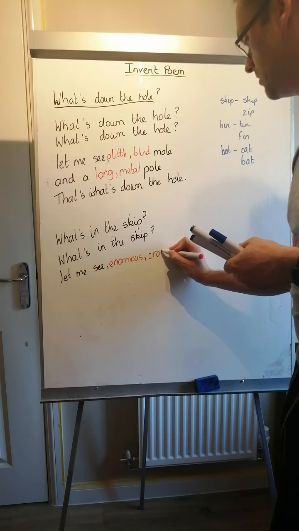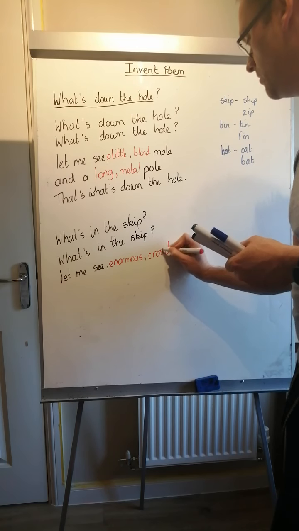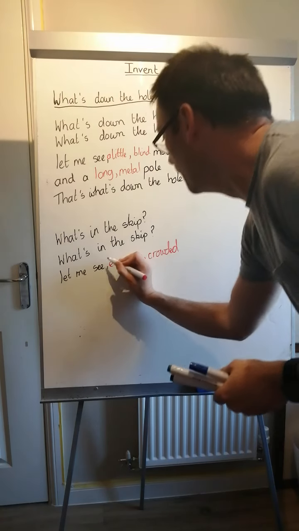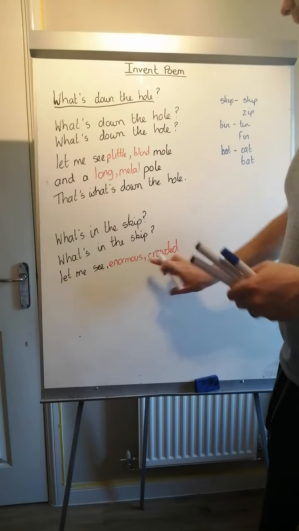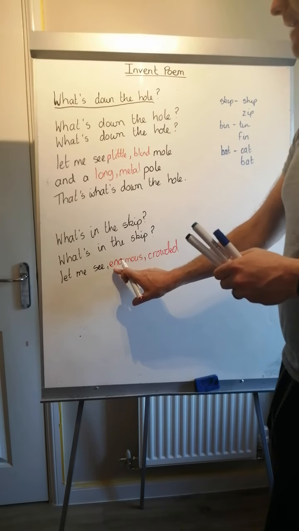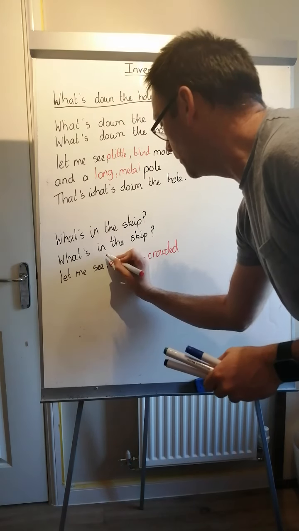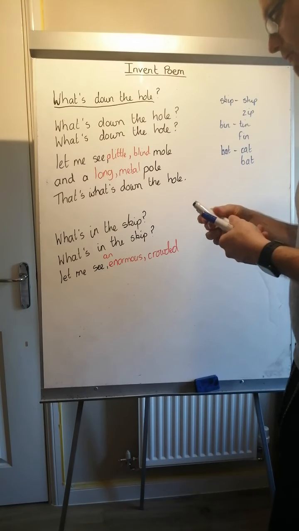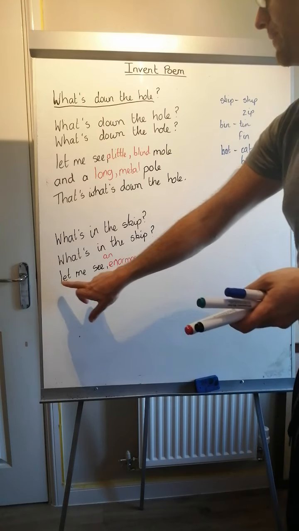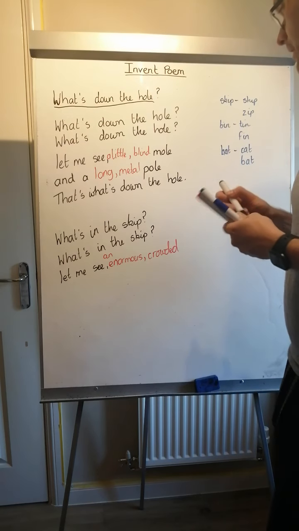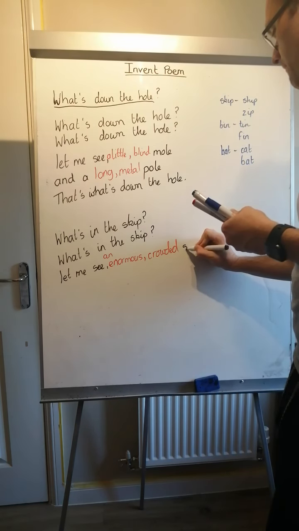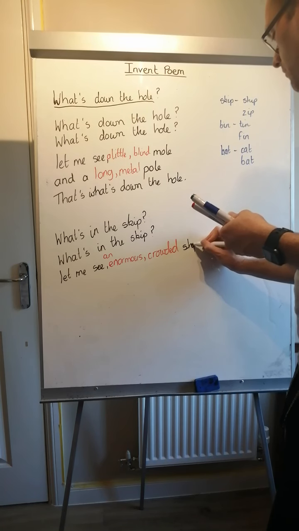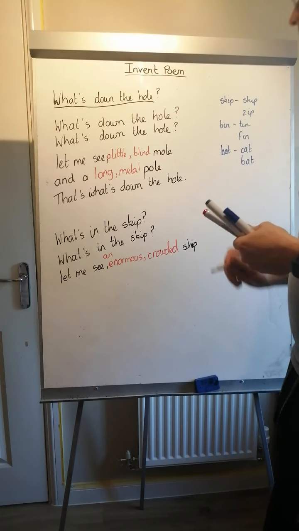So it is crowded. So let me see. Oh, I've done it again. Right. You can't put a enormous because that would have two vowels next to each other. So you would have to put an. That's a year 3 bit of grammar there, but we're going to put it in anyway. So we've got, let me see, an enormous crowded ship. Right, I'm not going to make the mistake this time of only doing one. Can't spell either.